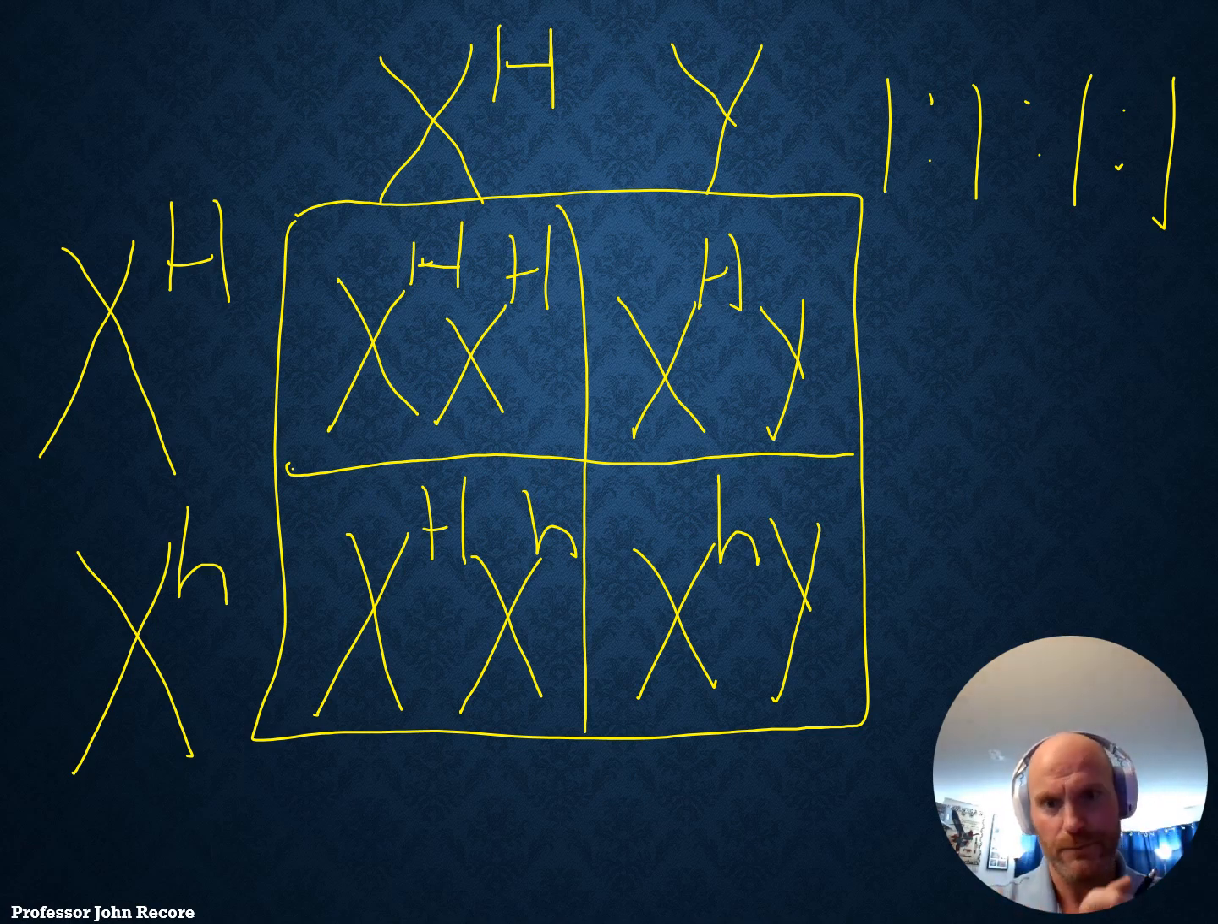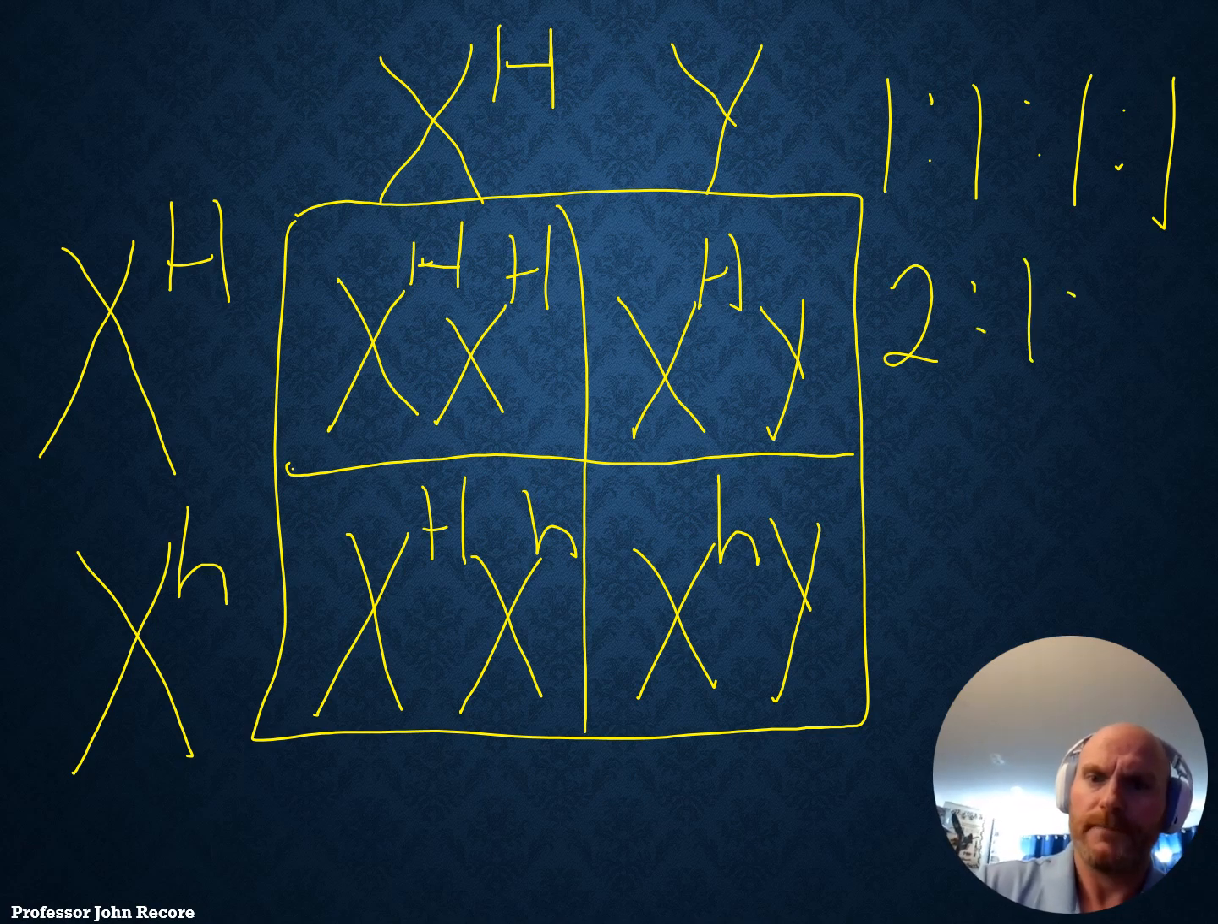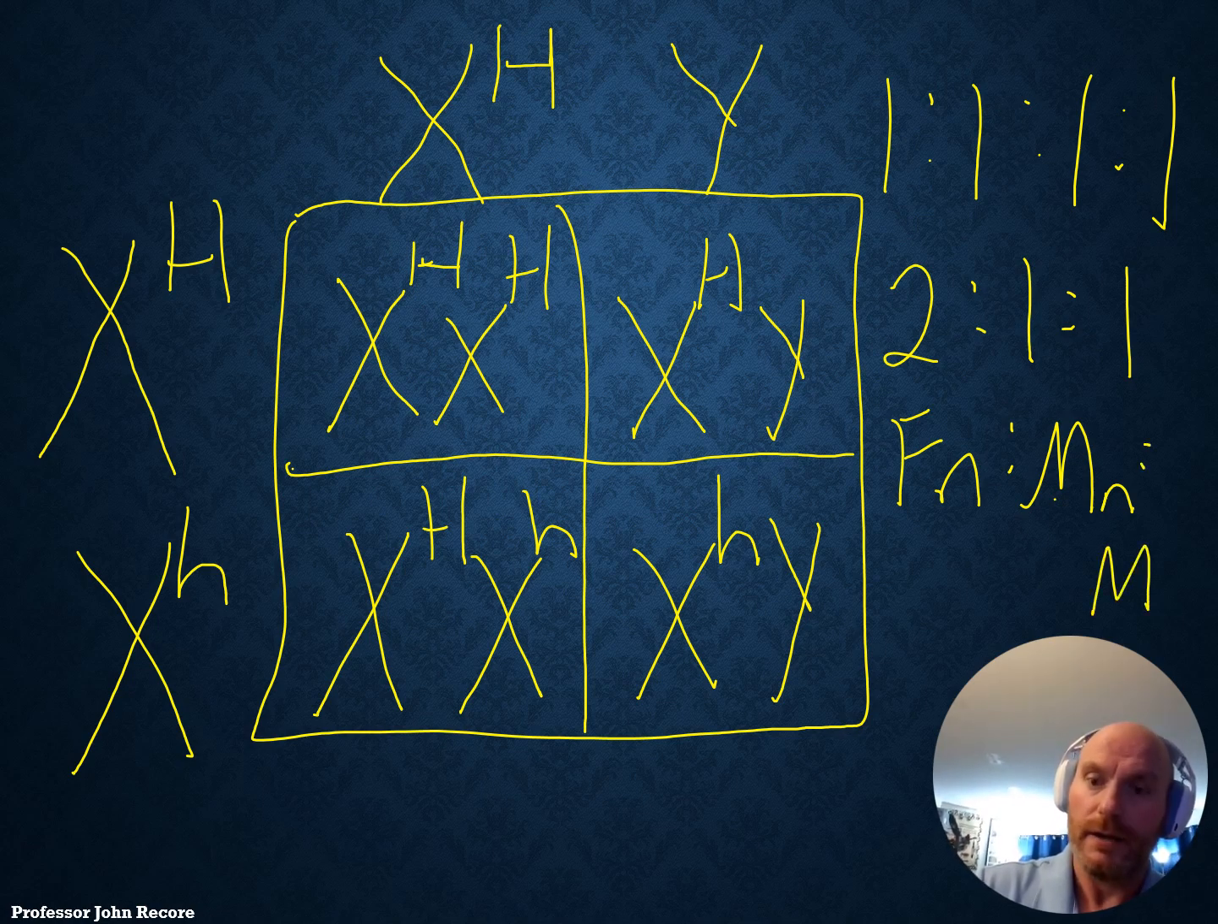So for our phenotype ratio, we can say 2 to 1 to 1. How does that break out? The 2 is going to represent, we'll say, female and non-hemophilic, to 1 male non-hemophilic, to 1 male with, we'll say A, which is affected.